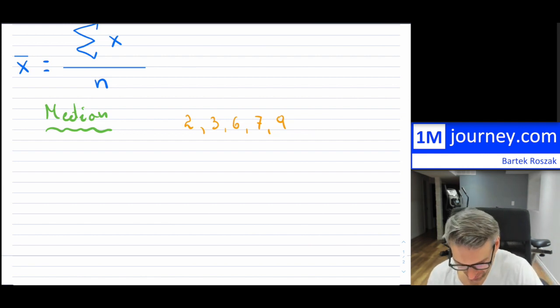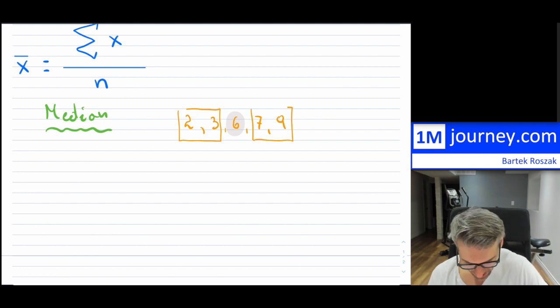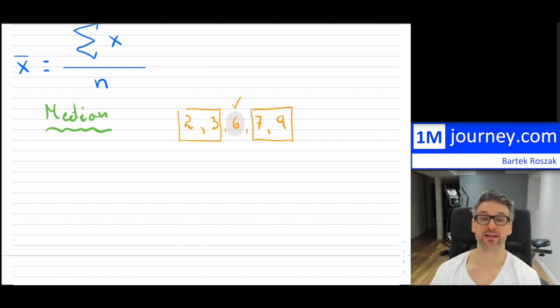So because I have 5, my center is going to be a 6. And here, notice that I have 2 data points on the left and 2 data points on the right. And that number is called the median. It is in the middle. All right, so that's a median.